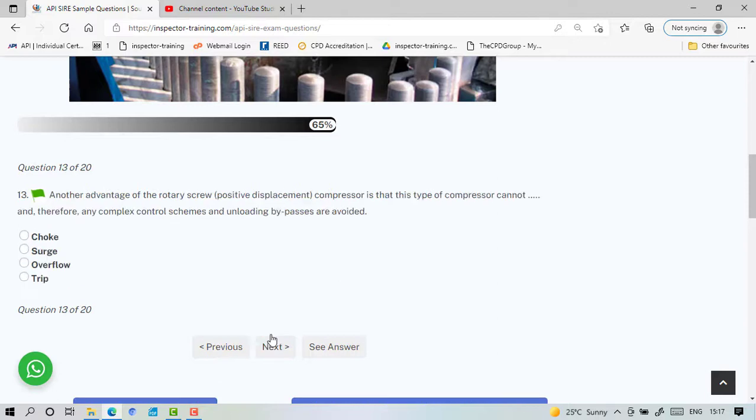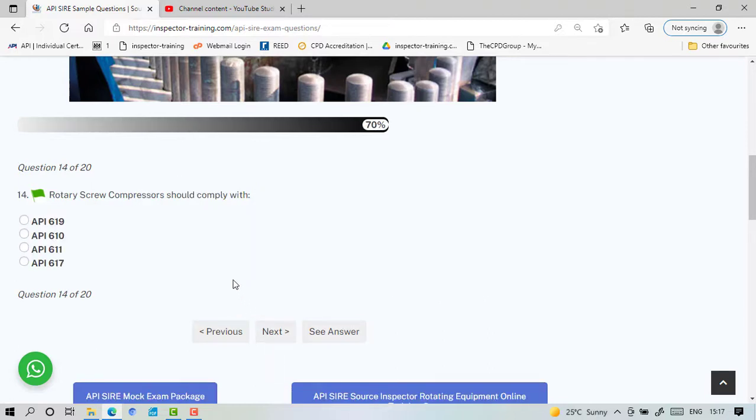it shall burn. Another advantage of the rotary screw positive displacement compressor is that this type of compressor cannot surge, and therefore any complex control schemes and unloading bypasses are avoided. Rotary screw compressor shall comply with API 619.